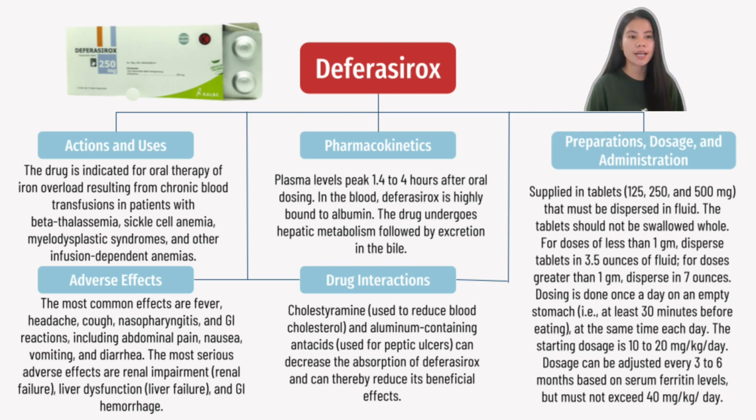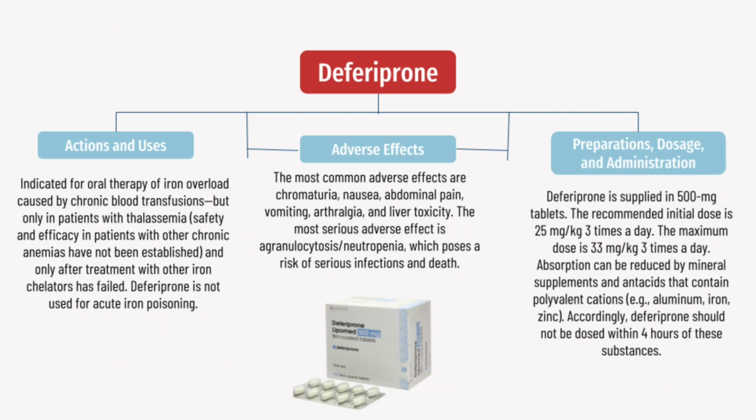Then dosing is done once a day on an empty stomach, such as at least 30 minutes before eating, at the same time each day. The starting dosage is 10 to 20 milligrams per kilogram per day. Dosage can be adjusted every 3 to 6 months based on serum ferritin levels, but must not exceed 40 milligrams per kilogram per day.